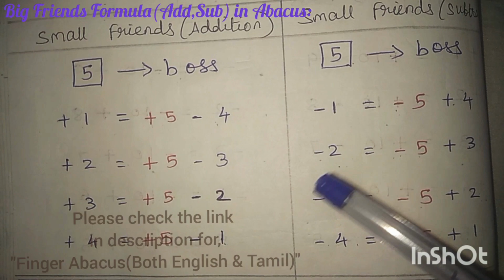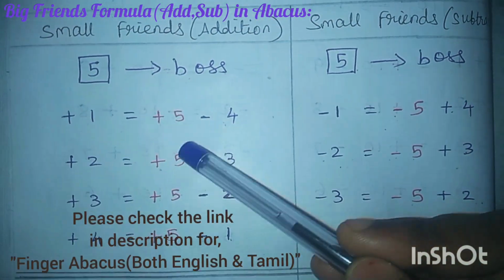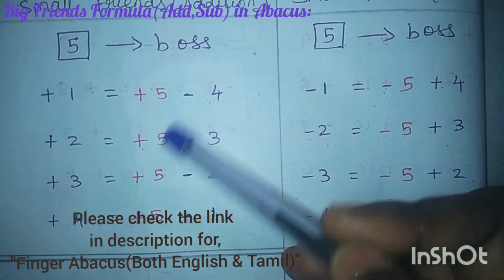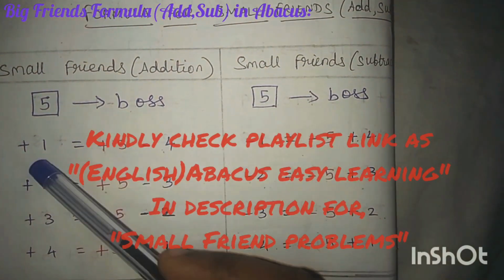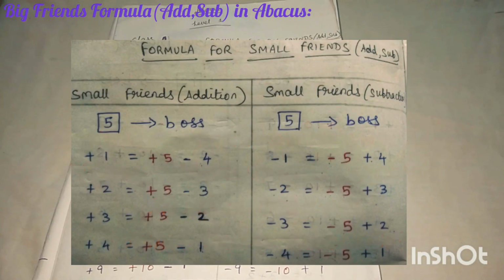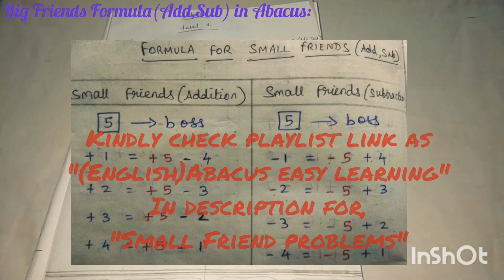Small friends are the numbers that add up to a total of 5. For example, 1 plus 4 equals 5, 2 plus 3 equals 5, 3 plus 2 equals 5, etc. So 5 is the boss of small friends, okay? Problems related to the small friend concept have been seen already in previous sessions, right? Please check the playlist link in the description for those videos.